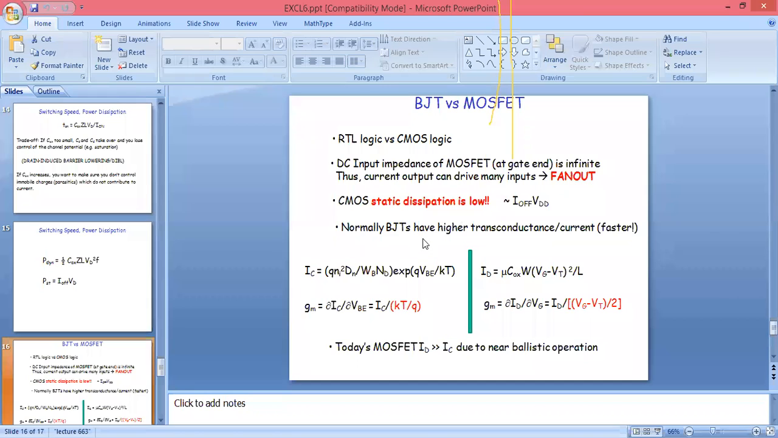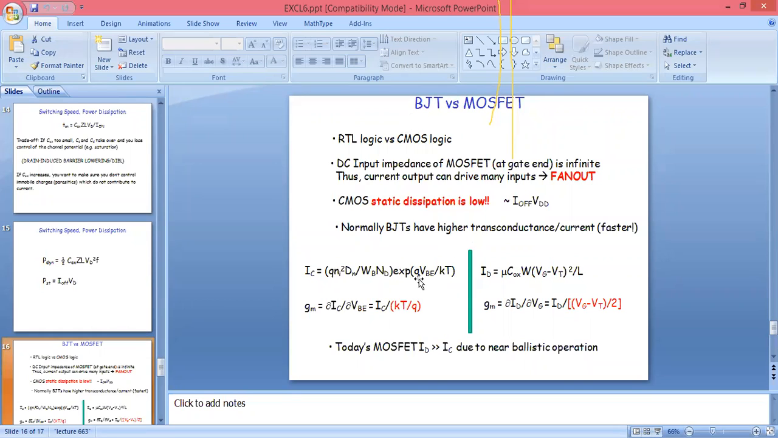Normally, BJT is having higher transconductance and current, so these are faster. But if you compare in terms of size, then the size of MOSFET is smaller as compared to the BJT. It means MOSFET is compact in size as compared to the BJT. BJT is a current control device and MOSFET is a voltage control device.